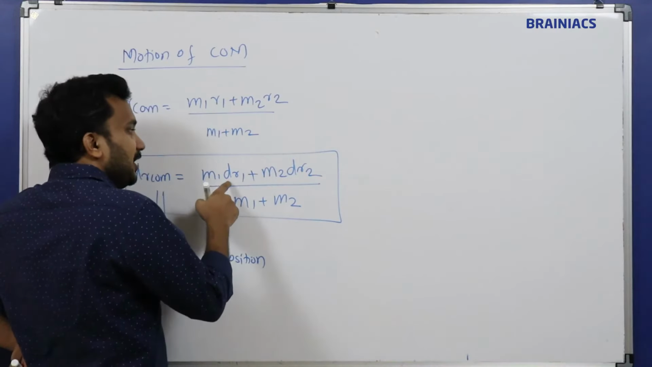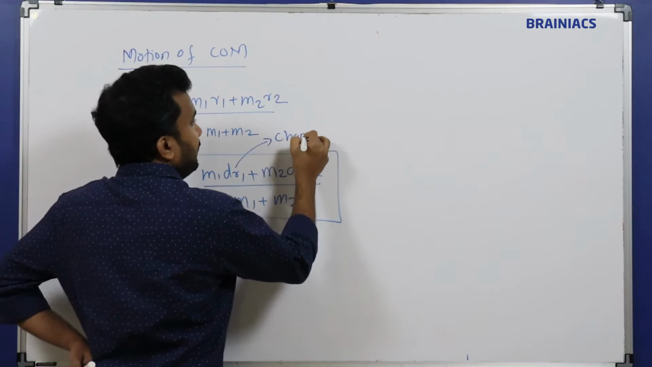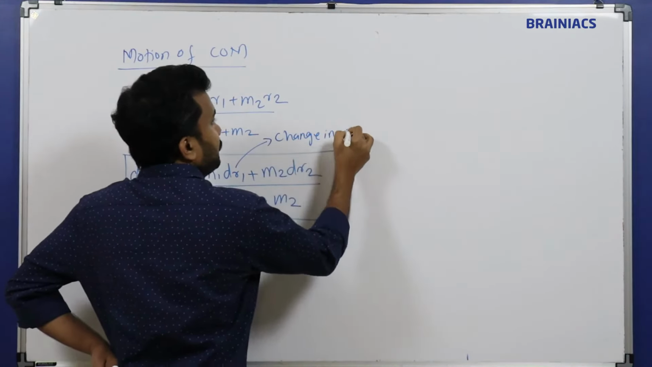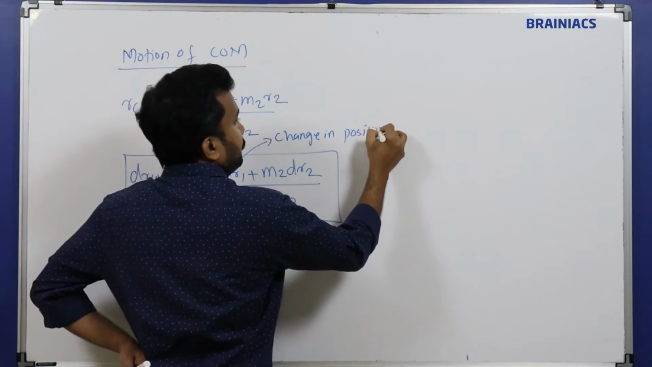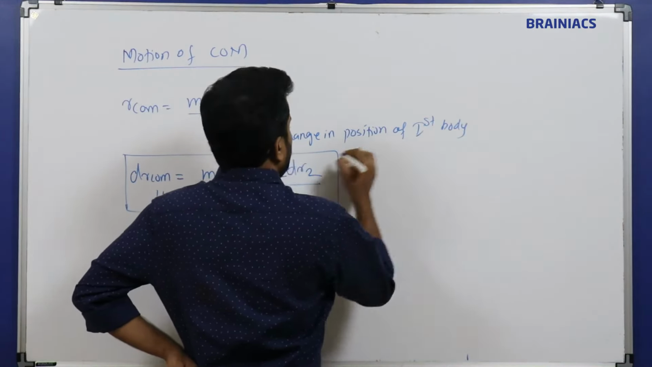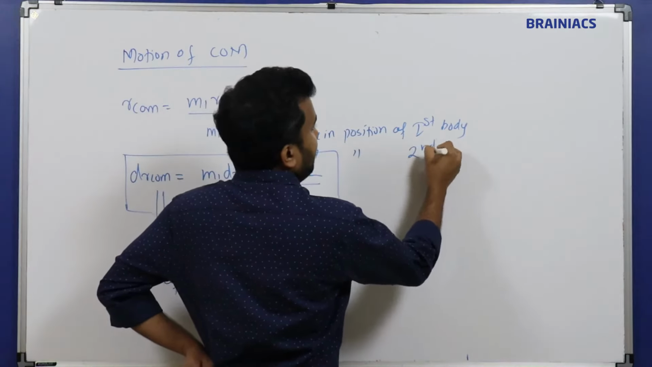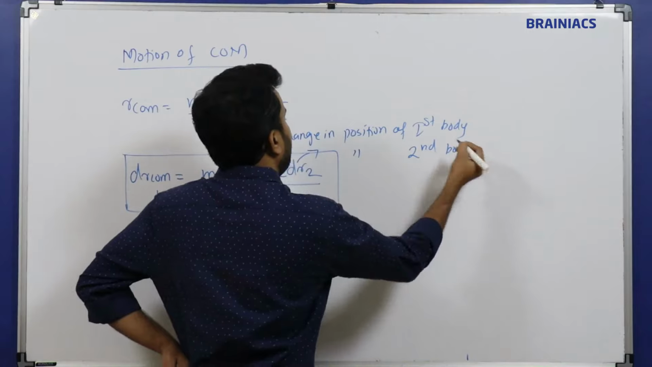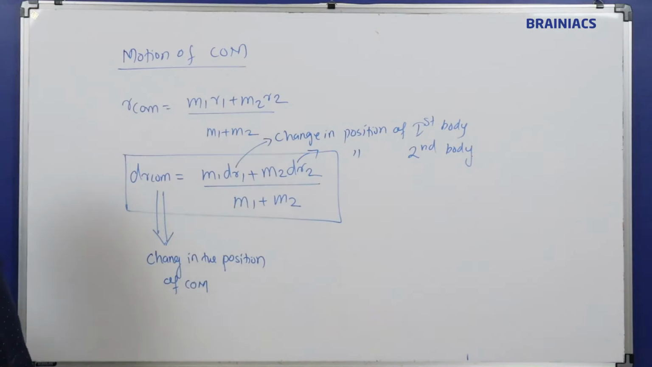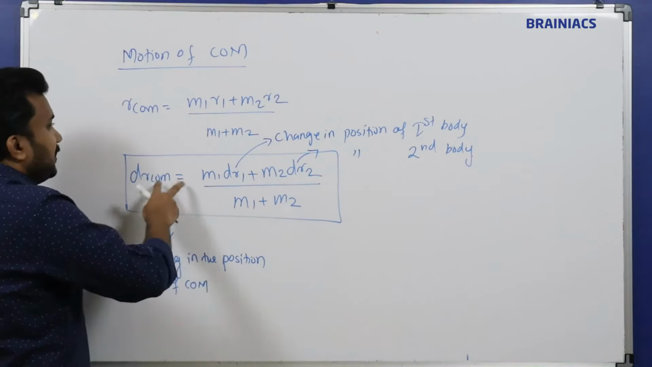dr1 is the change in the position of the first body. Similarly, dr2 is the change in position of the second body. And we have the sum of the masses. This is one equation. Here we are taking the difference of the distance.